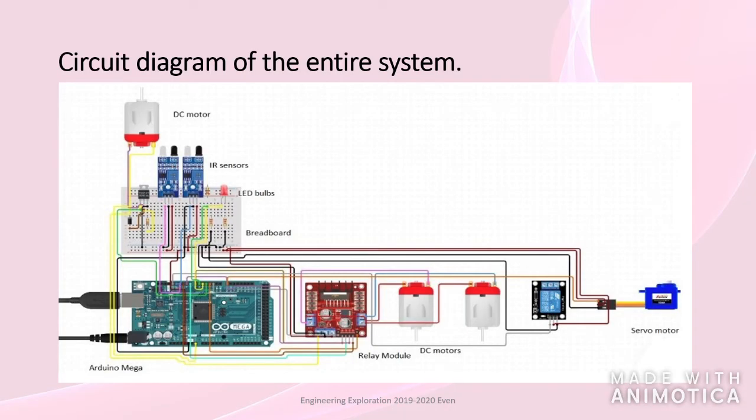This is the circuit diagram of the entire system, which consists of 3 DC motors, one for shuffling and 2 for launching, 2 IR sensors, one to sense the presence of the ball and another to sense the presence of an obstacle, and 2 LEDs, one for indication of the presence of balls in the container and another for the presence of an obstacle in front of the machine. It also consists of a servo motor which is used to change the angle of the launching.